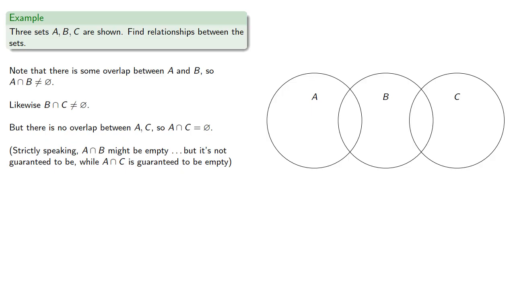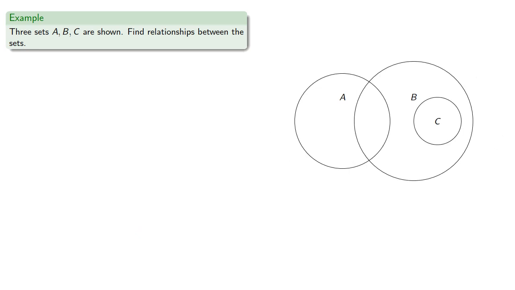So we might also consider the set differences. Because A and C are disjoint, then A take away the elements that are in C is just going to be A itself, and likewise C take away the elements in A is just going to be C itself.